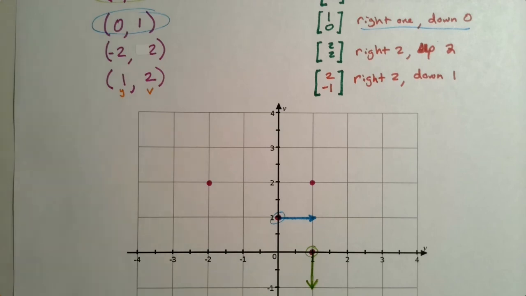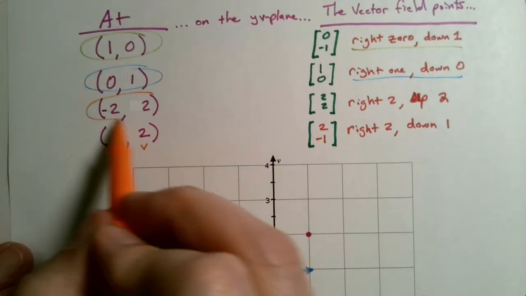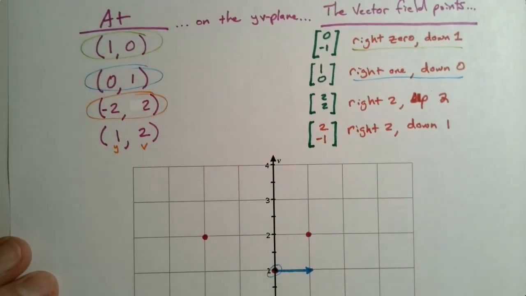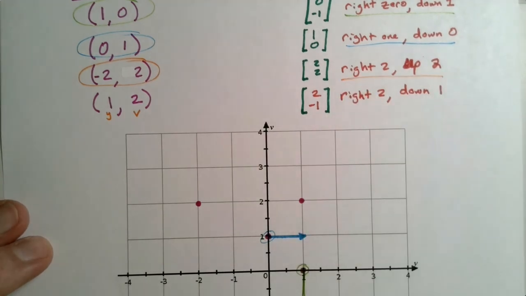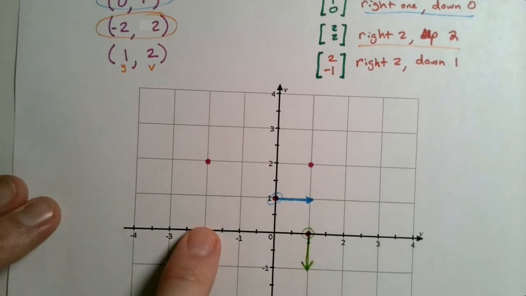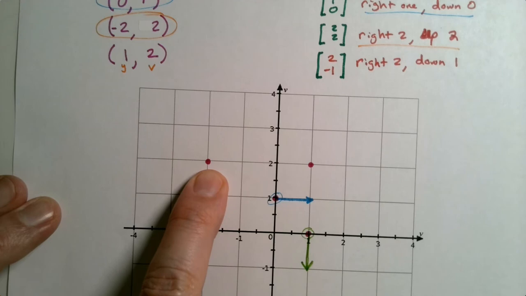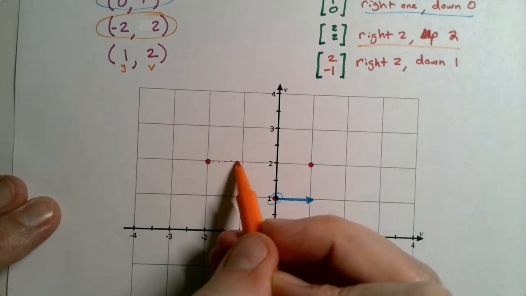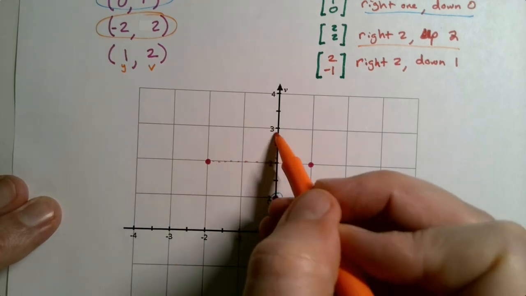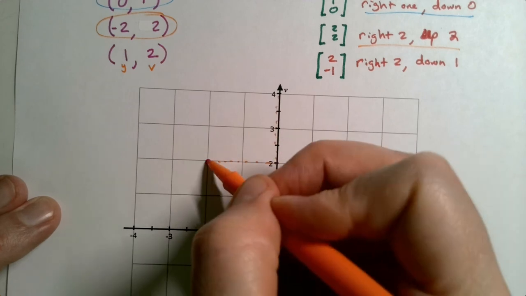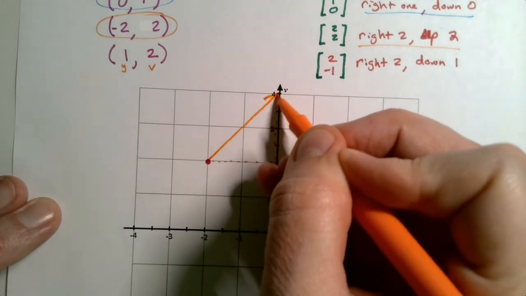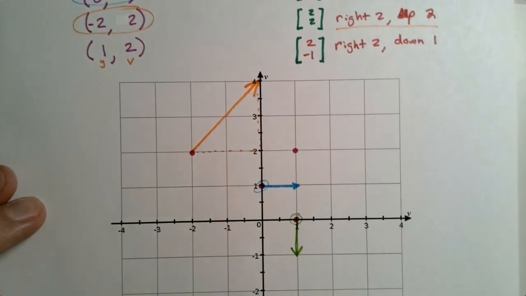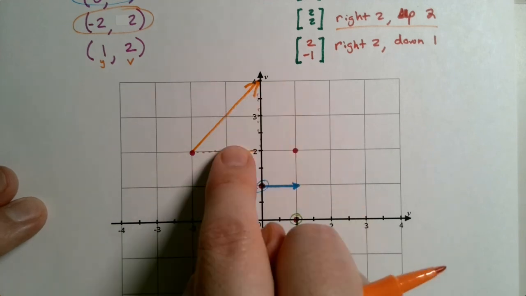That's what the vector field values are telling us. So if we take a look at this one right here, -2, comma 2, that's saying go right 2, up 2. So it's going to go right 2, up 2, and the resultant is this vector right here. It's saying don't just go horizontal, don't just go vertical, do both at the same time.